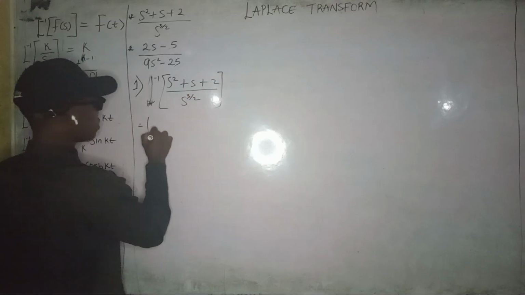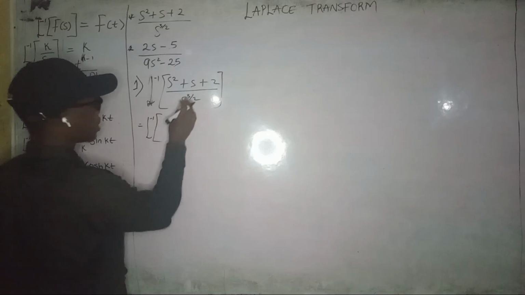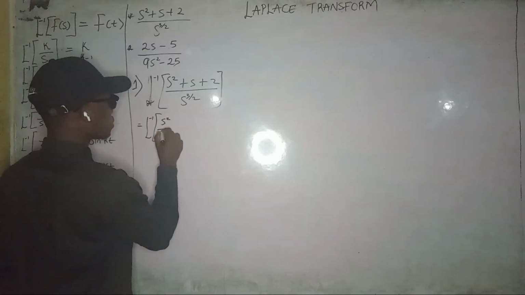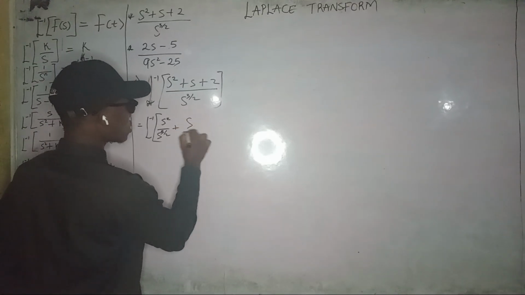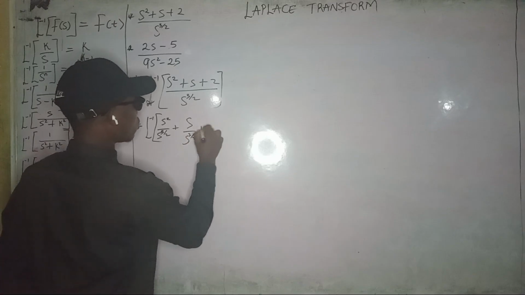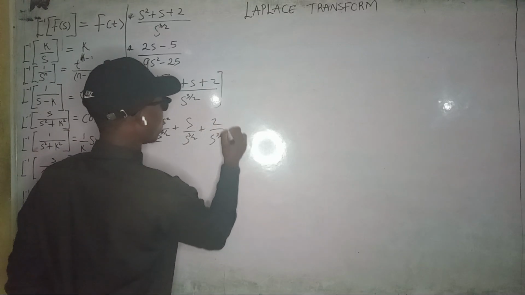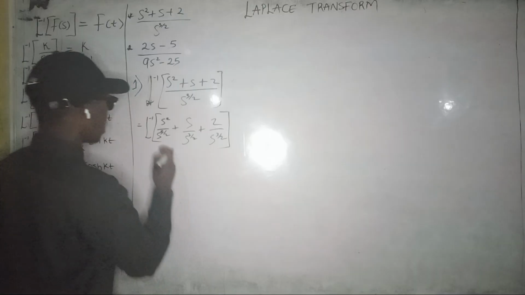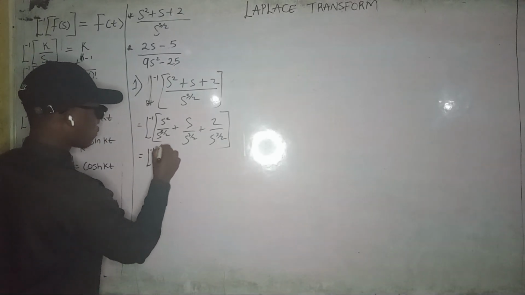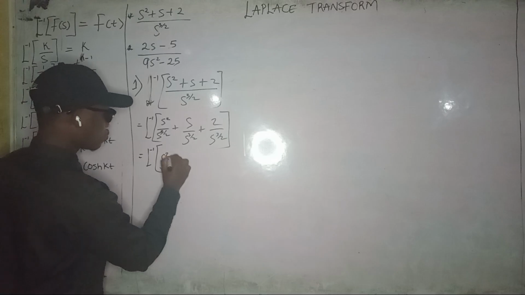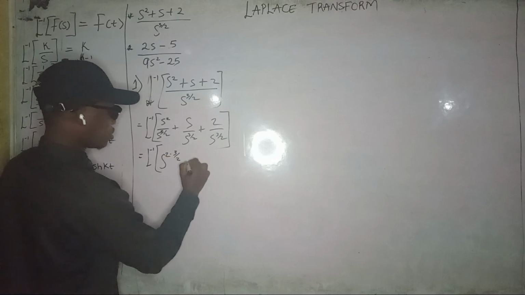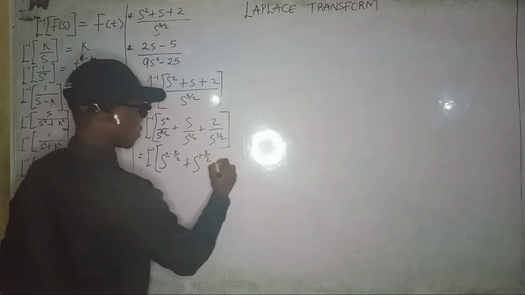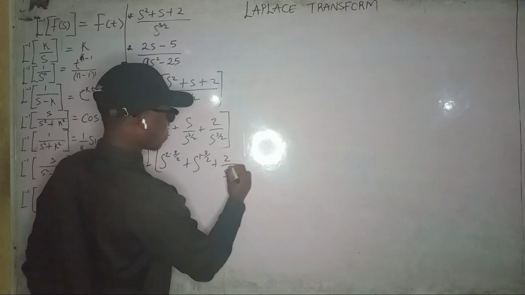Yeah, which is equal to the inverse Laplace transform of, we can give everything its own denominator. We have s squared over s raised to power 3 over 2 plus s over s raised to power 3 over 2 plus 2 over s raised to power 3 over 2. In this scenario, we apply indices here, and this is going to give us the inverse Laplace transform of s raised to power 2 minus 3 over 2, then plus s raised to power 1 minus 3 over 2. Then we also have plus 2 over s raised to power 3 over 2.